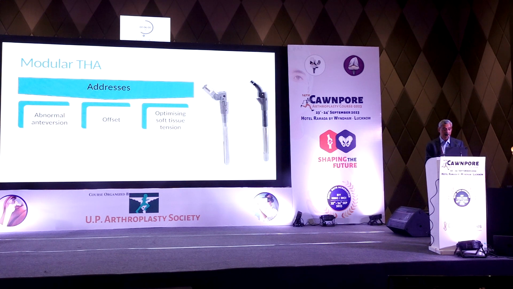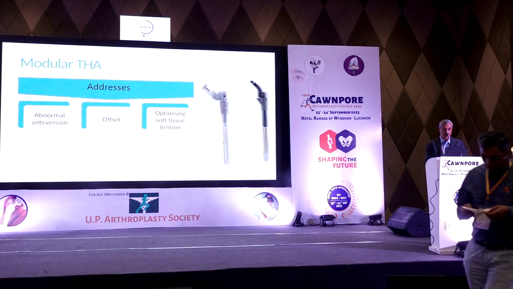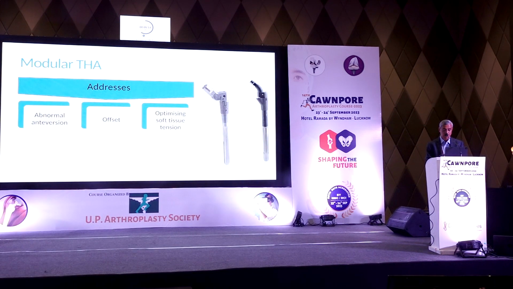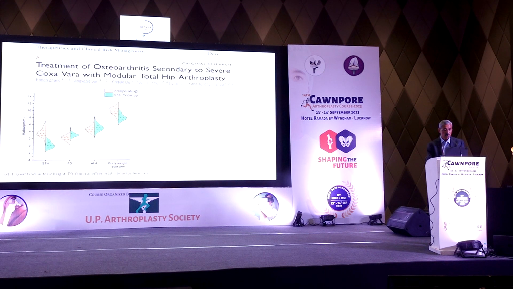You can correct the anteversion, you can correct the offset and also restore or optimize the soft tissue tension. So that's the advantage of this. And overall, the hip biomechanics are improved and the longevity of the THR is there. So this is one paper from, I think, China, which has talked about using modular hips in Coxa vara, and they have looked at the follow-ups and they have done well with that.